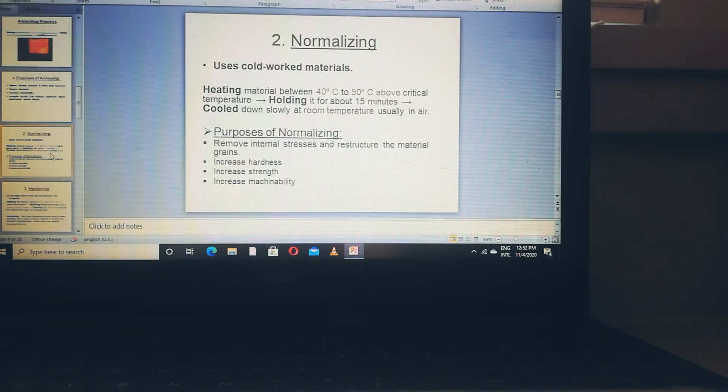Why do we normalize the material? These are the purposes of normalizing. We normalize a material to remove the internal stresses and restructure the material's grains, increase its hardness, increase its strength, and increase machinability. Now we're going to look at another type of heat treatment, which is hardening.